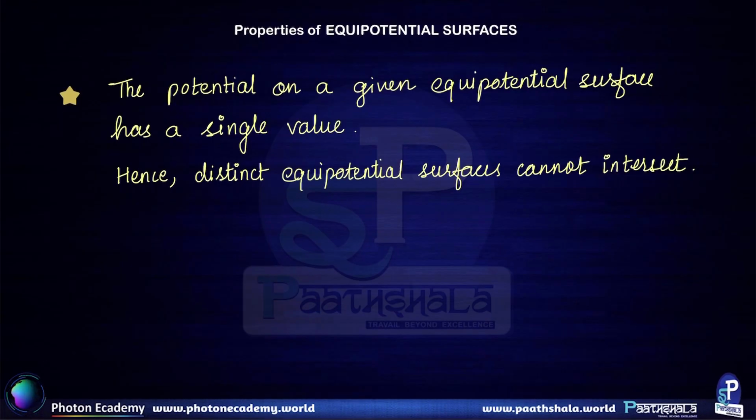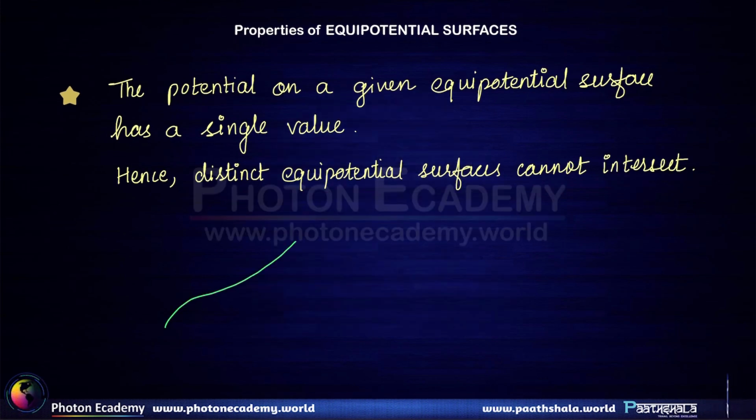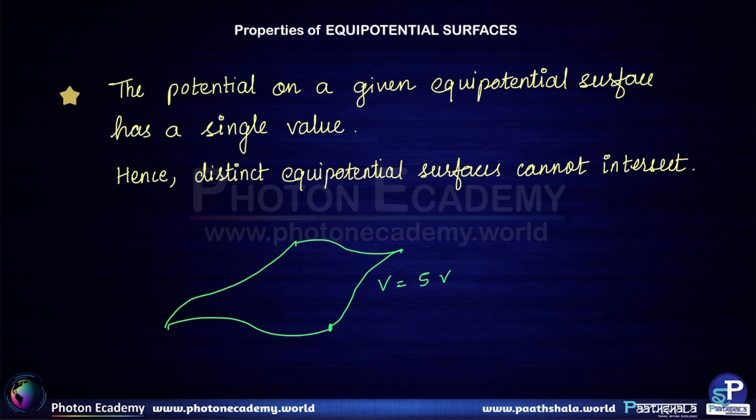Properties of equipotential surfaces. The potential of an equipotential surface has a single value, and because of that, distinct equipotential surfaces cannot intersect. Let us say this happens to be an equipotential surface. This surface will have some value of potential. Let's say V1 is equal to 5 volts.